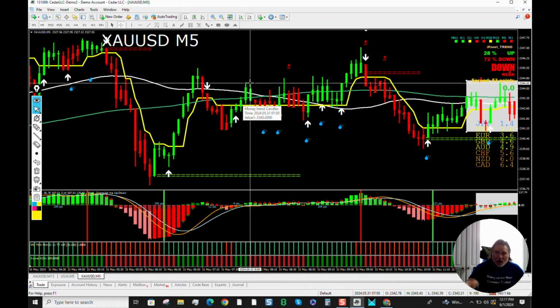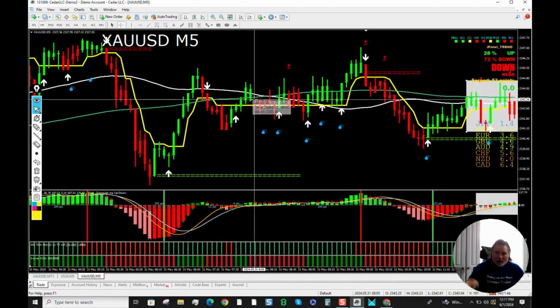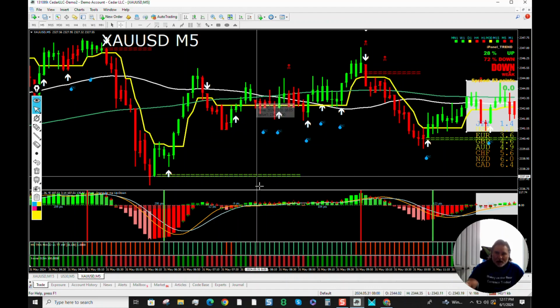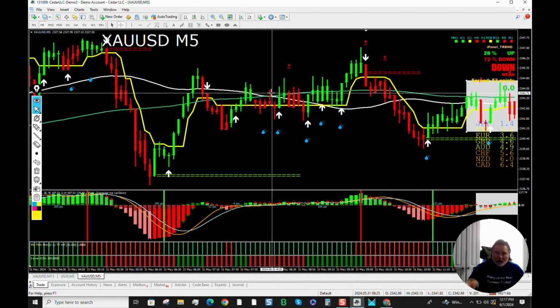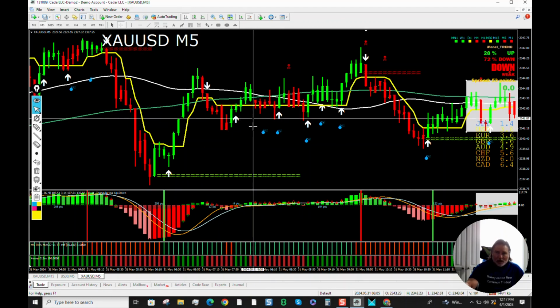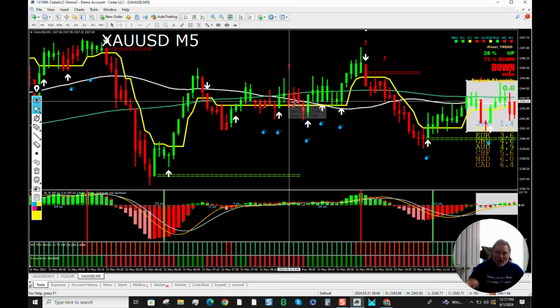Went up above, you bought it, it pulled back down, and as soon as the color went red, we saw that the MACD has dropped off. So we're going to probably take a loss on this small trade, which is fine, because in trading you have to be able to take your losses.